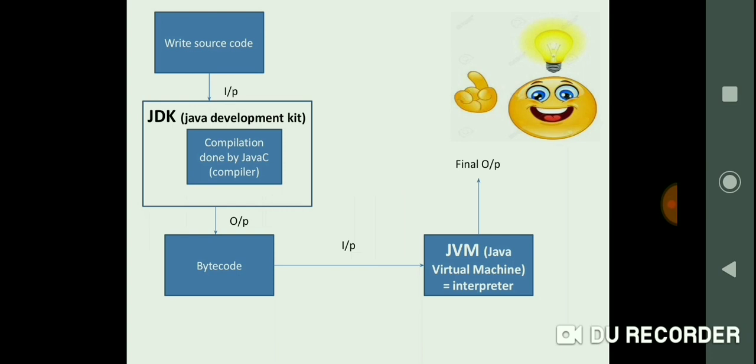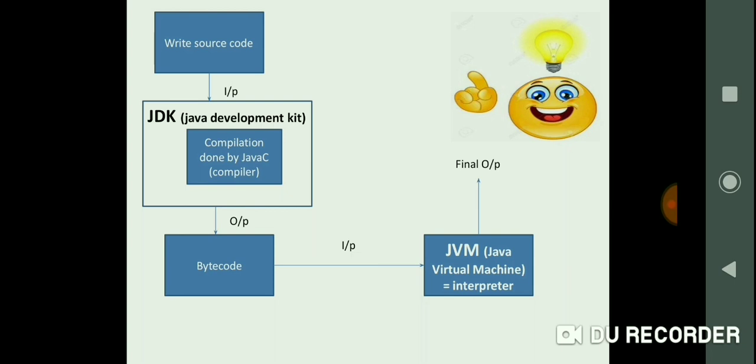You'll write your source code, right? That will be given as input to the JDK. JDK full form is Java Development Kit. The Java Development Kit will have the compilation done by the javac compiler. So under this JDK, your compiler of Java, that is javac, compiles the program. The output of this JDK will be bytecode.